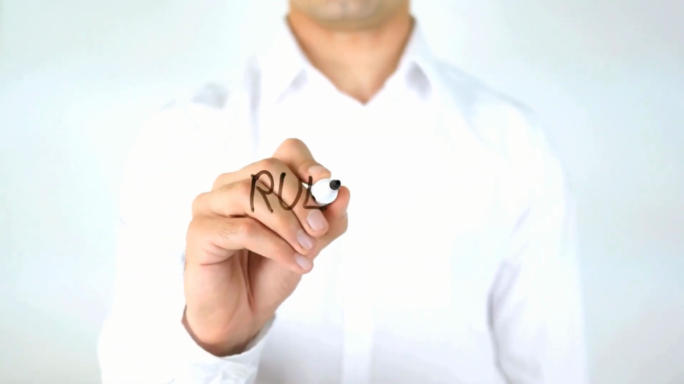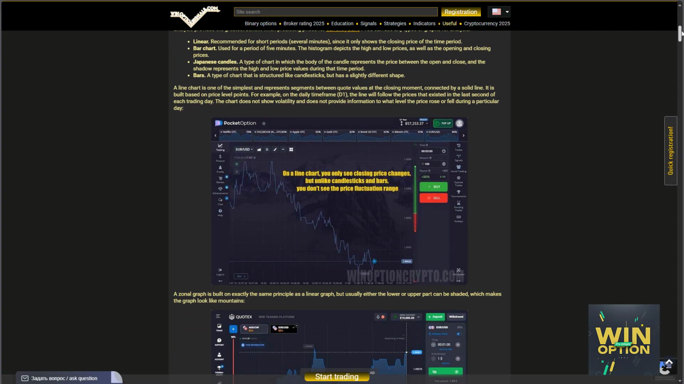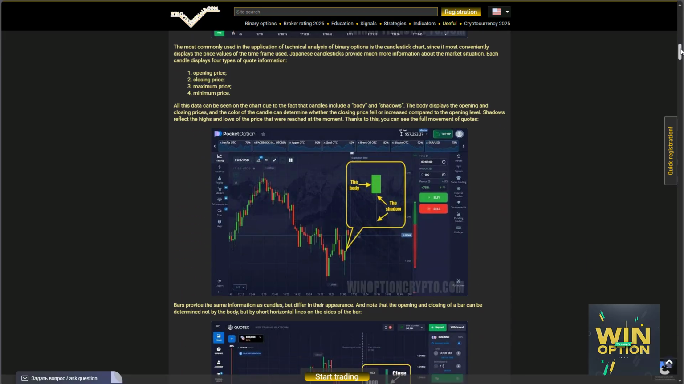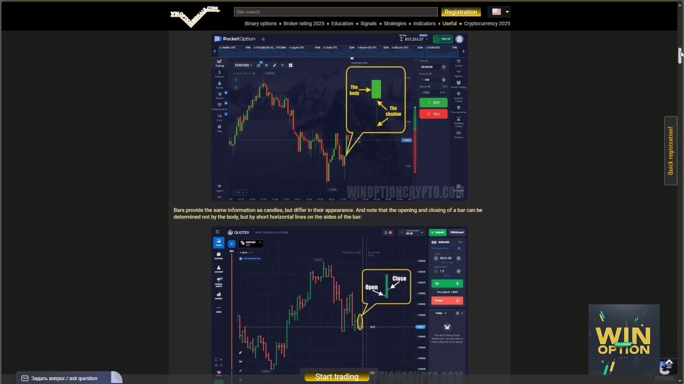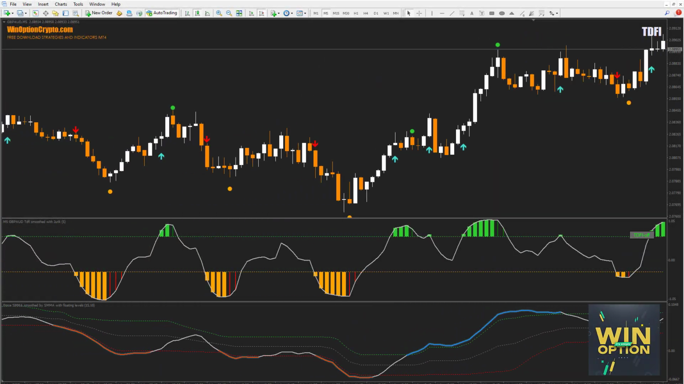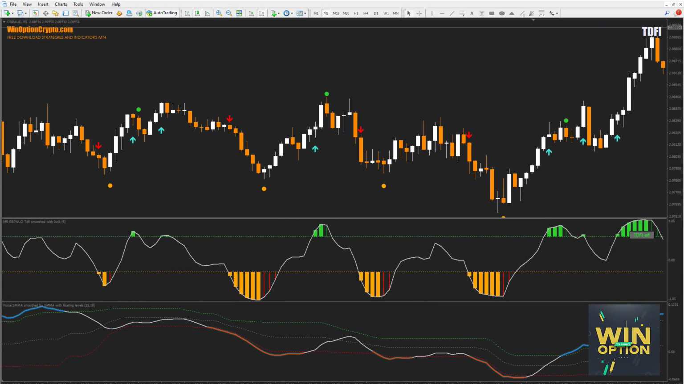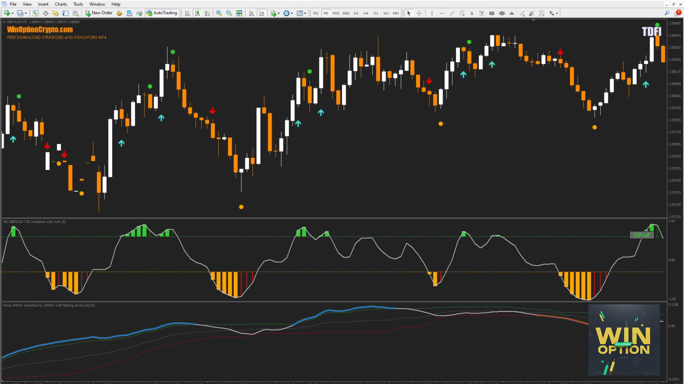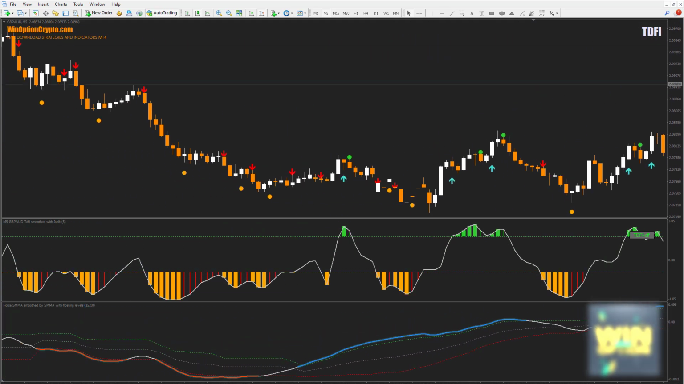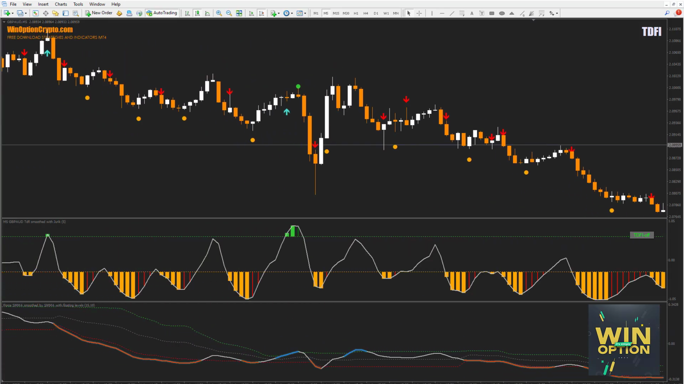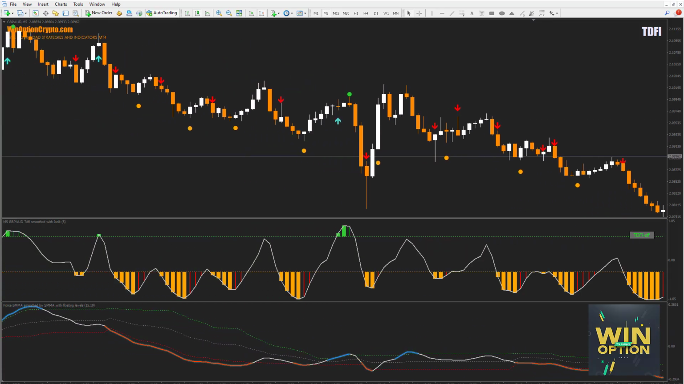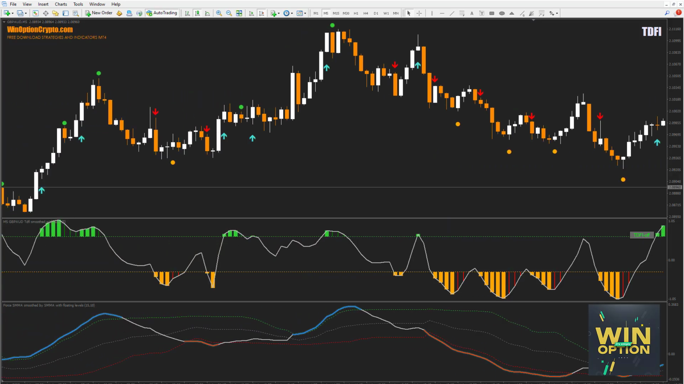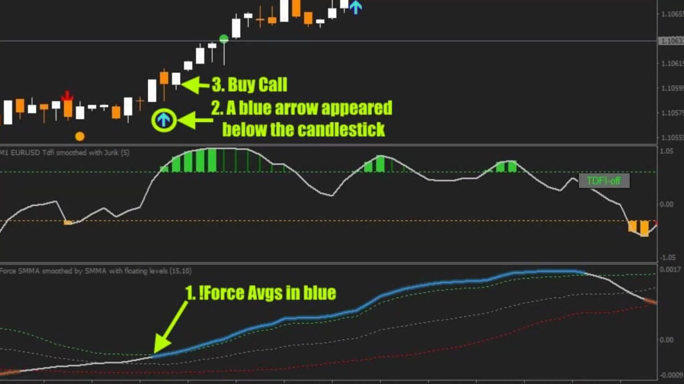Now let's look at the rules for trading binary options using this strategy. The TDFI strategy is a system based on technical analysis. Therefore, to make it easier for you to understand it, we advise you to study the basic techniques of this approach to analyzing financial markets. We will buy call options when a blue arrow appears under the candle in combination with the blue line of the auxiliary oscillator force averages, and put options when a red arrow appears above the candle and an orange line of the oscillator. In all other cases, according to this strategy, the market is in a flat and it is not recommended to open trades.